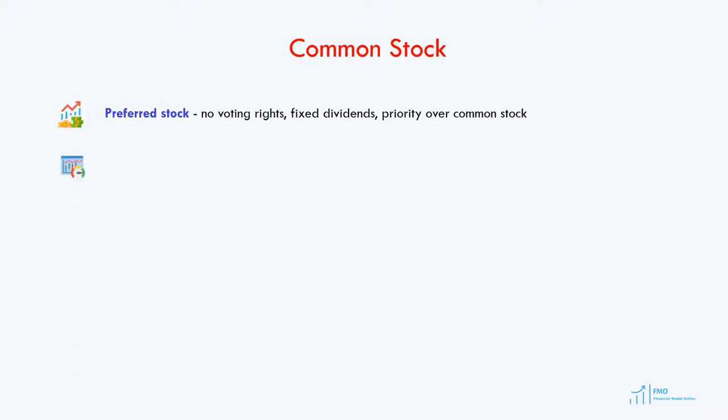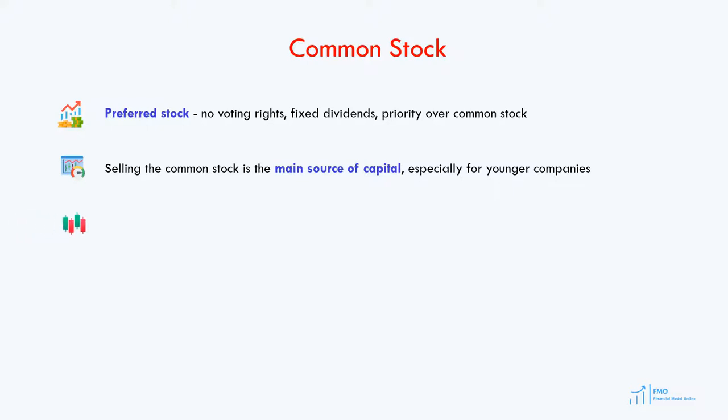Common stock is one of the main sources of capital for companies, especially for younger companies that don't have access to private and public debt. Companies issue and sell stock to investors and receive capital in exchange. Common stock represents ownership in the company, and it usually carries with it the right to vote on business matters, such as electing board of directors and establishing corporate objectives.